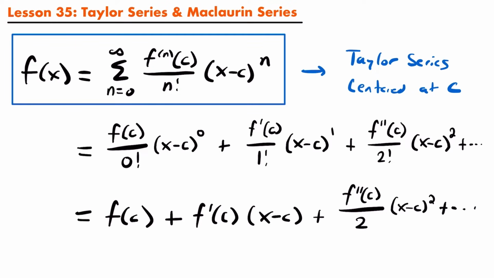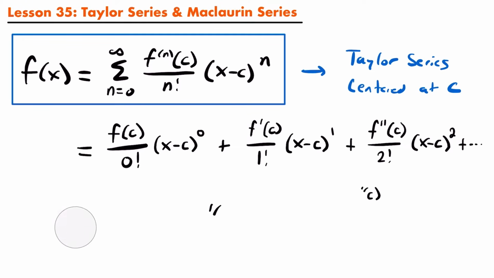All right, but what about the Maclaurin series? What exactly is a Maclaurin series? Well, it's actually not too difficult. A Maclaurin series is a Taylor series that is centered at 0. All right, a Maclaurin series is just a Taylor series where that value of c is equal to 0.